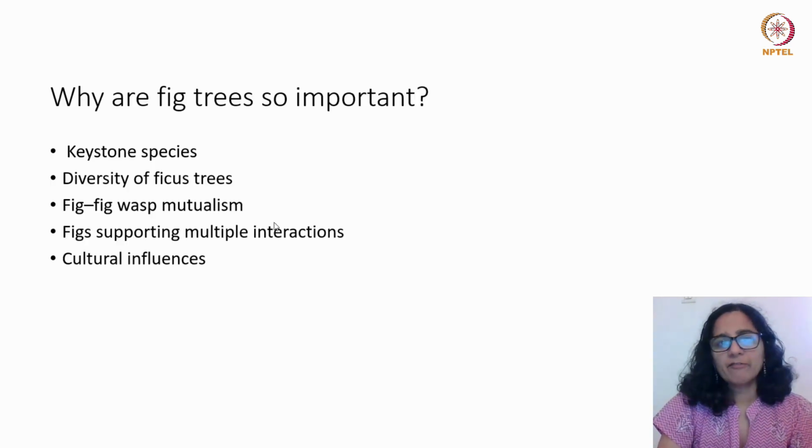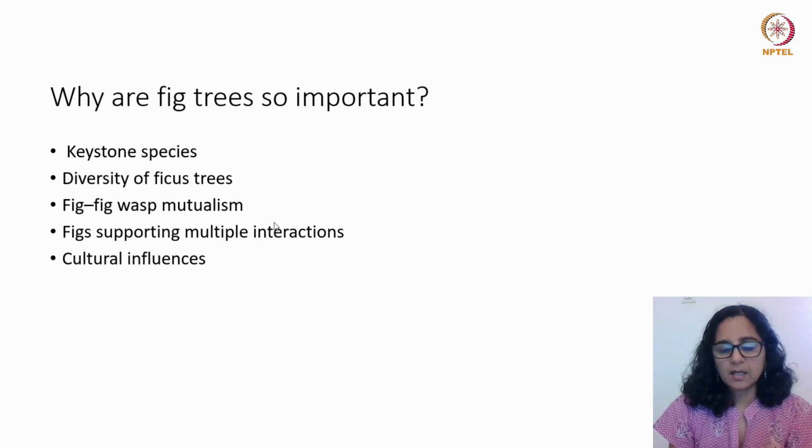And why are fig trees so important? They are considered as keystone species. Keystone species are species which have an overarching or disproportionately large influence on the environment surrounding them. So fig trees are one of these keystone species because they influence a lot of different plants as well as animals.